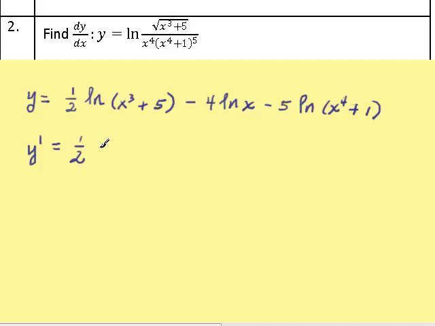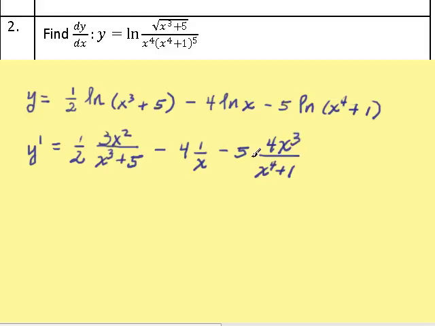Remember the chain rule. We put this in the denominator, and the derivative of x cubed + 5 is 3x squared, so that goes here. And the derivative of ln x is 1 over x. And now we're doing the chain rule again: put x to the 4th + 1 in the denominator. The derivative of x to the 4th + 1 is 4x cubed. All right, so that's our derivative.